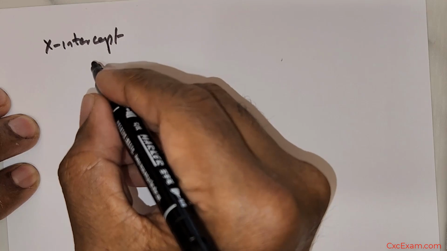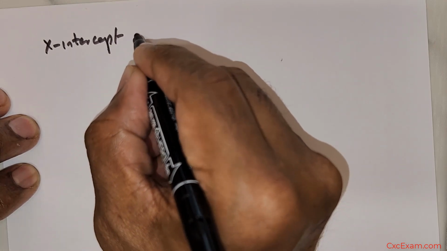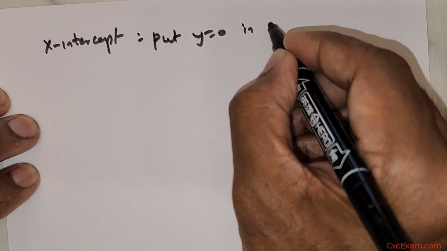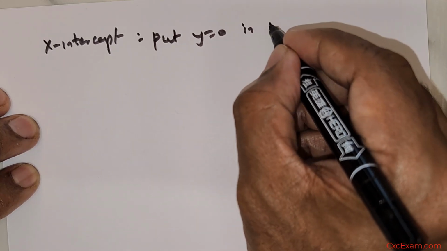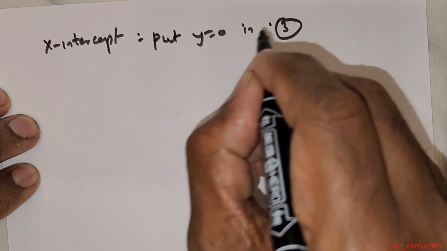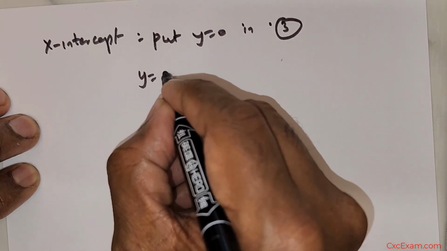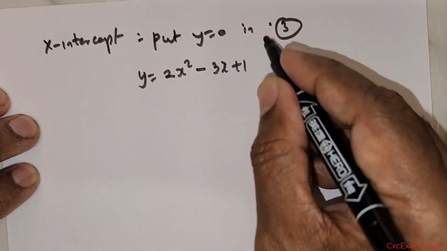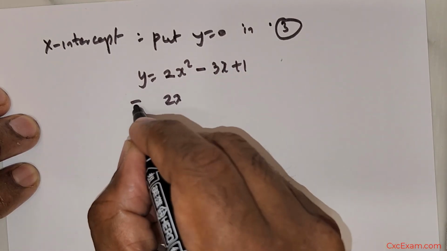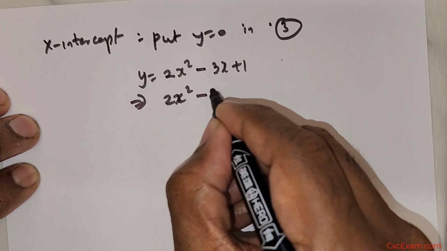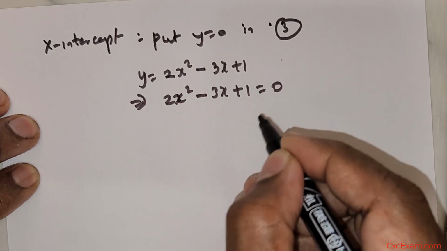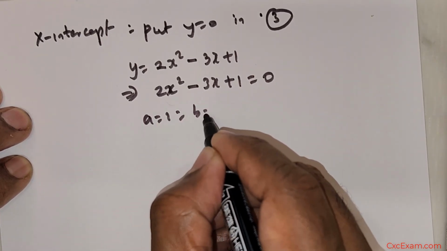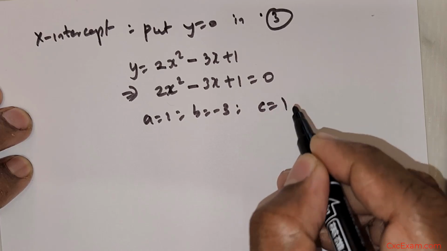Okay, now we have to get the x-intercept. To get the x-intercept, we put y is equal to 0 in 3. So what is 3? We have y is equal to 2x² - 3x + 1. So we put y is equal to 0 here. This would mean I get 2x² - 3x + 1 is equal to 0. So a is equal to 2, b is equal to -3 and c is equal to 1.